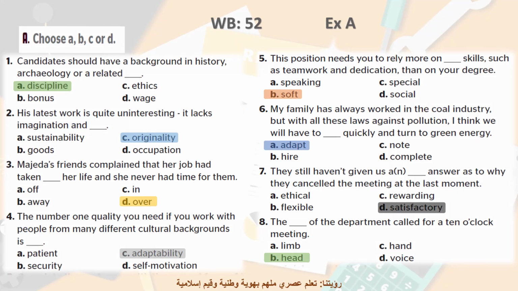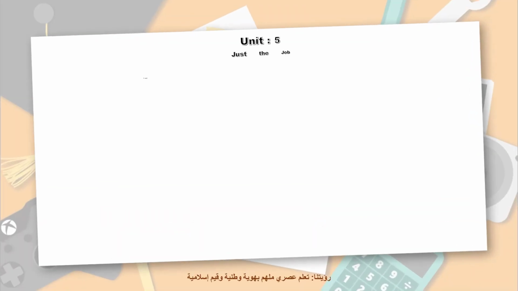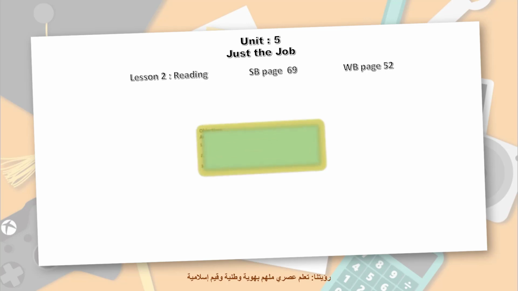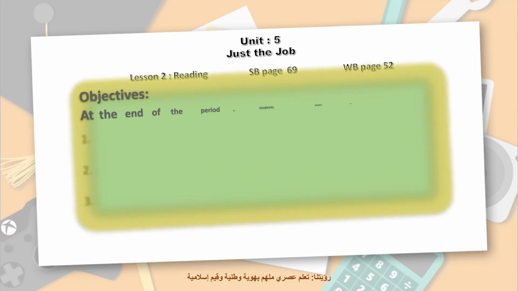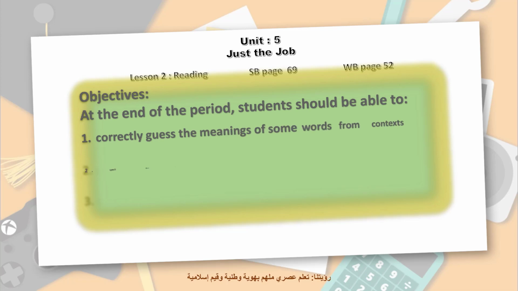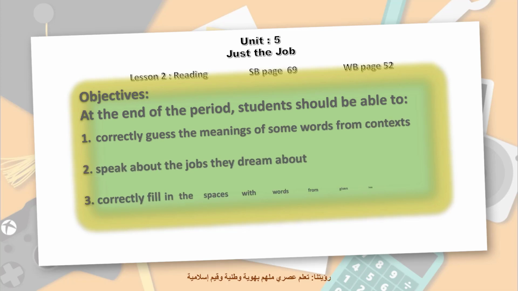Now let's start our lesson for today. Today's lesson, Lesson 2, will be on your student book, page 69, and on your workbooks, page 52. Here are today's objectives. At the end of the period, my good students should be able to: 1. Correctly guess the meanings of some new words from contexts. And actually after that, we're going to look them up in the dictionary. Number 2, speak about the jobs they dream about. And finally, number 3, correctly fill in the spaces with words from given lists.